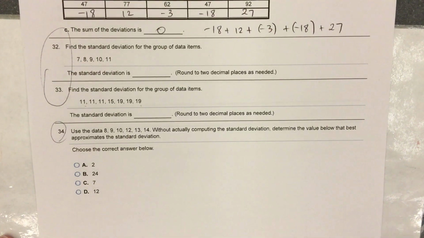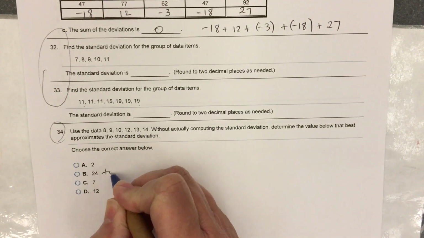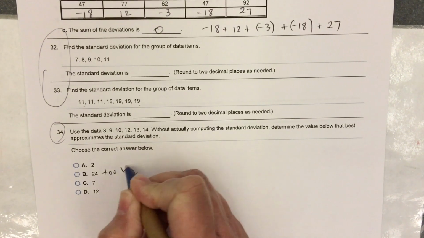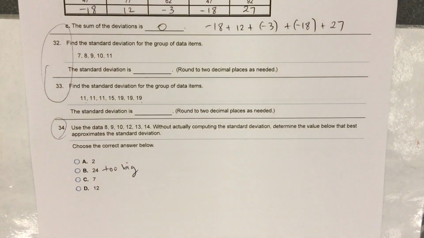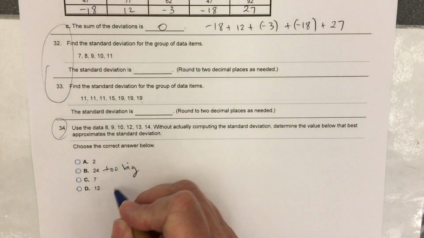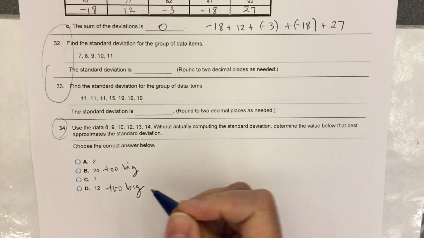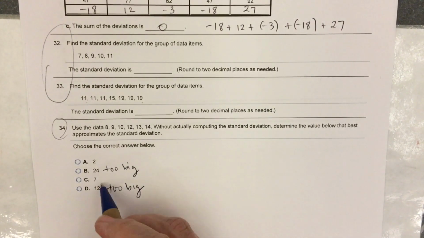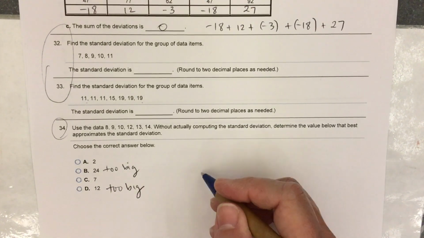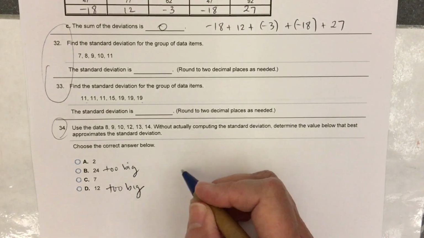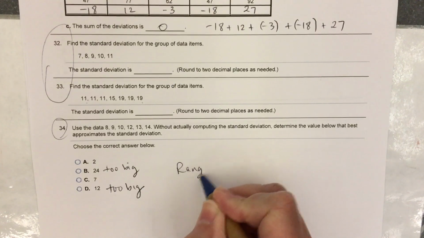Well, look, 24 is too big. That's not even the range of this data set. That's just way too big. 12 is too big. 7, is 7 too big? Yes. What's the range of this data set?